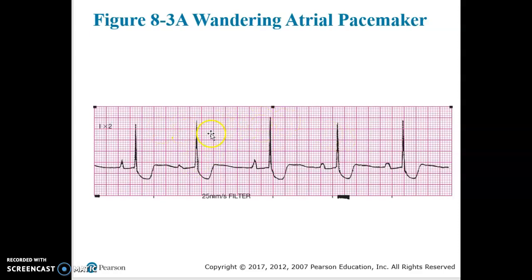There is a variation of more than 1 to 2 little blocks between this R and these R's. So if you count from R to R, there's a variation here. With that variation, we're able to tell you that this rhythm is irregular. Now we need to figure out what our heart rate is.